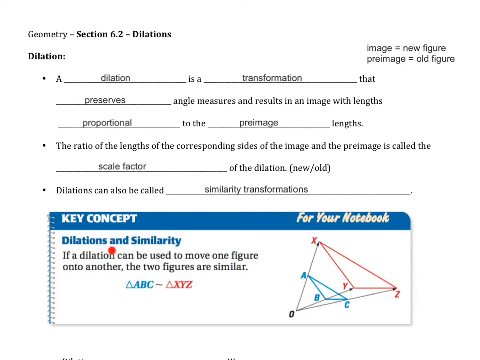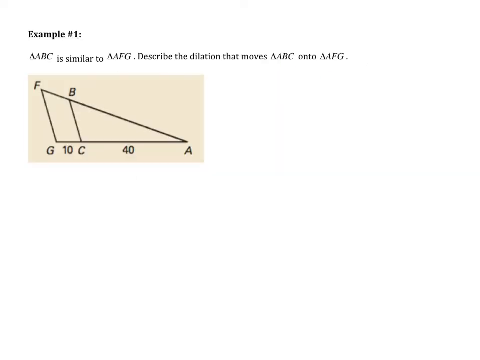So dilations and similarity. If a dilation can be used to move one figure onto another, the two figures are similar. So remember, similar means angle measures are the same, but sides are proportional, just like it was stating up here when we were defining what a dilation is. So let's look at the first example.